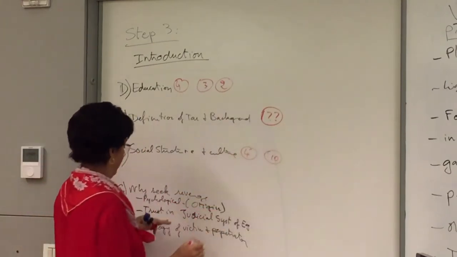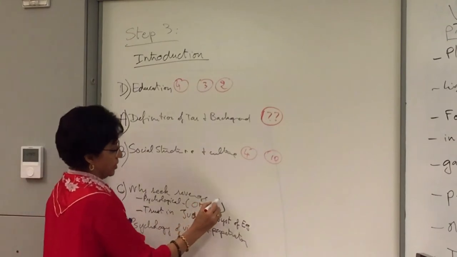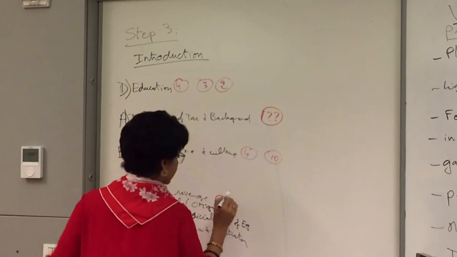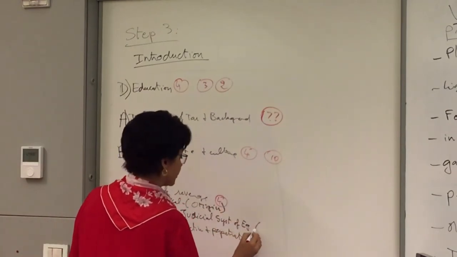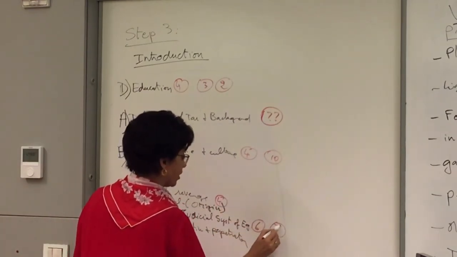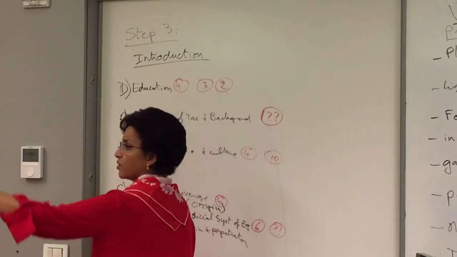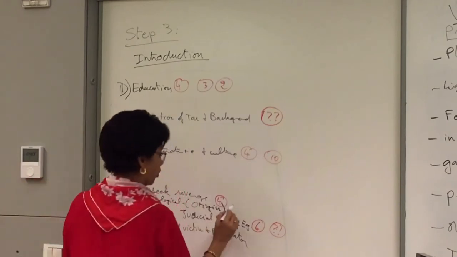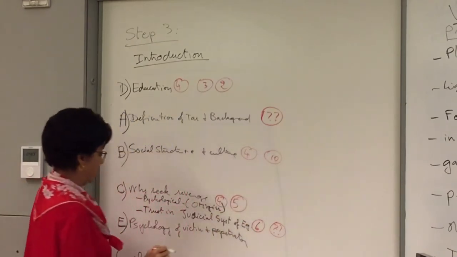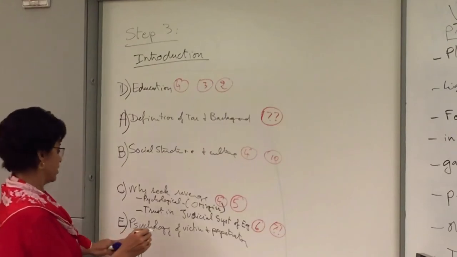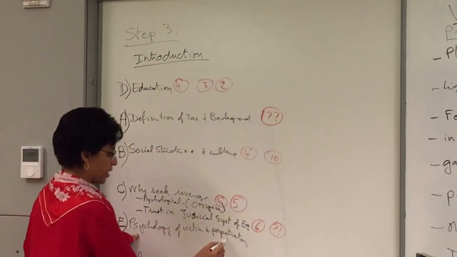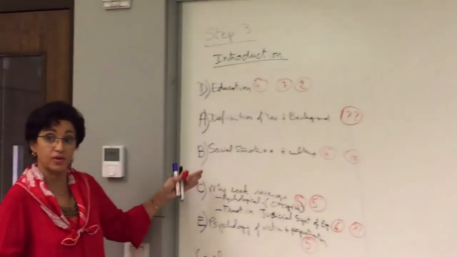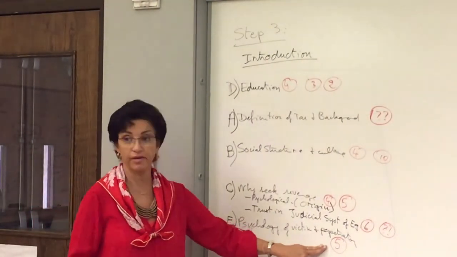Okay, social structure and culture, 4 and 10. Why seek revenge? 4. And type of government, 6? We have 6 and type of government 6? And you need another one? Okay. Why seek revenge is also a psychological thing. Yes, so probably 5 also up here. It sort of goes together. Maybe while you're writing this, you might decide to put these two together, which is fine. Okay, 5.